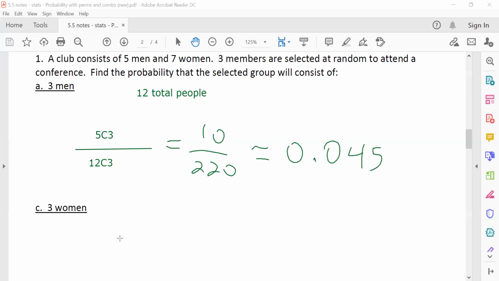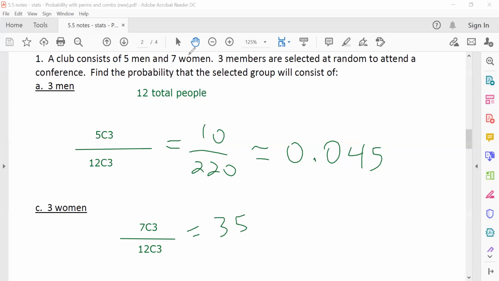Down here, what's the probability the group will consist of 3 women? Well, guess what? We're still going to use the same denominator because we're running the exact same experiment. So it's still going to be 12C3. On top, though, we want to pick a group of 3 out of 7 total women. So this is going to be 7C3. Now we just got to compute 7C3 there, using our magics. And that's going to be 35.